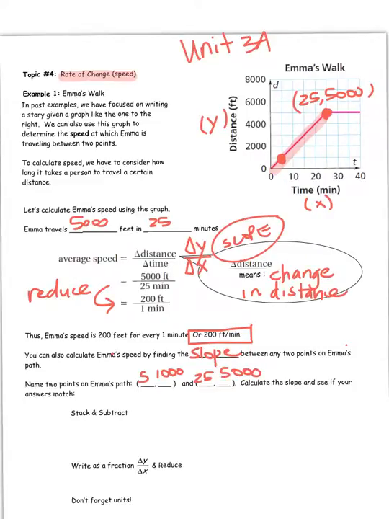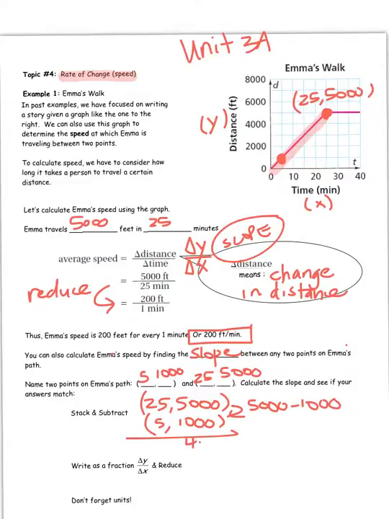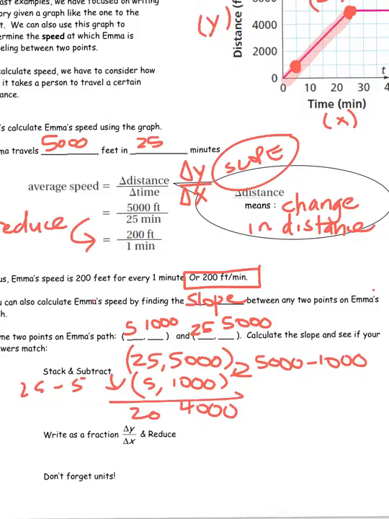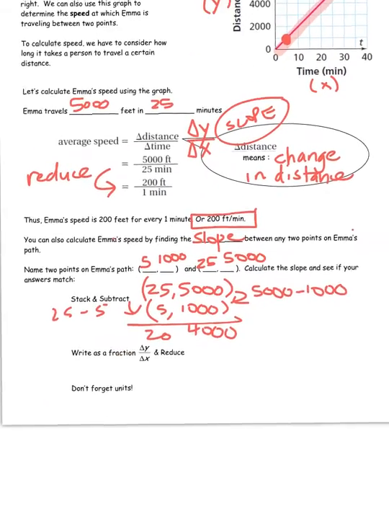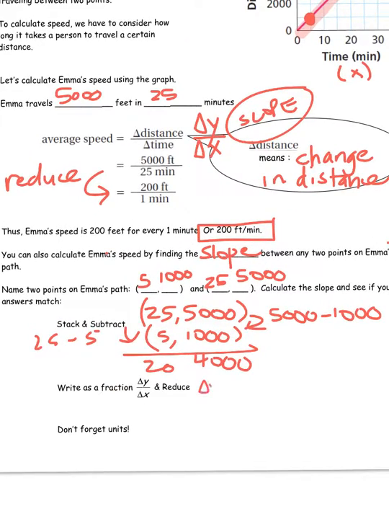And I'm going to calculate the slope by stacking these. So 25, 5,000, stacked over 5, 1,000. And if I subtract those, I get 5,000 minus 1,000, which is 4,000. And 25 minus 5, which is 20. Finally, we write our answer as a fraction. So our answer as a fraction is, I'll write change in y over change in x, is 4,000 over 20.